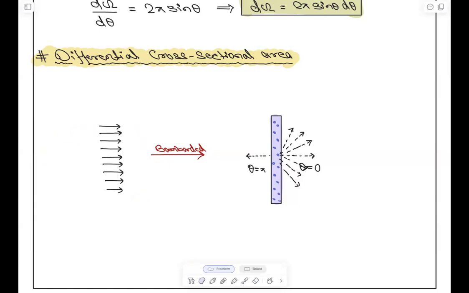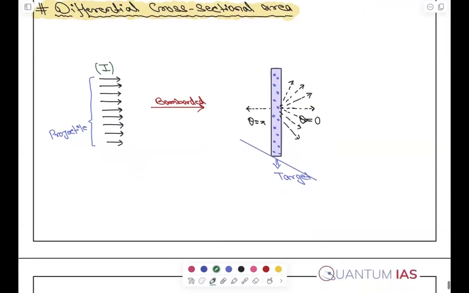Now understand this. This is my projectile, and this is my target, and they are bombarded on this. So consider it will have some intensity I. What is intensity? Everyone tell me.